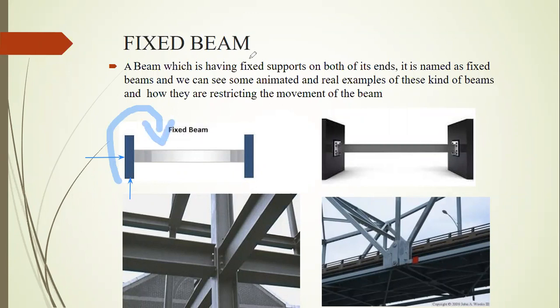Similarly, here also there will be a horizontal reaction, a vertical reaction, and a rotational reaction. Okay, so 1, 2, 3, 4, 5, 6. There are 6 reactions in this beam. So this fixed beam will be considered an indeterminate beam.